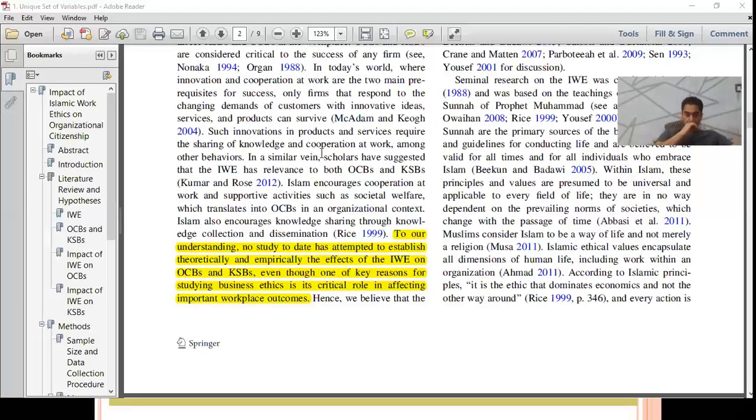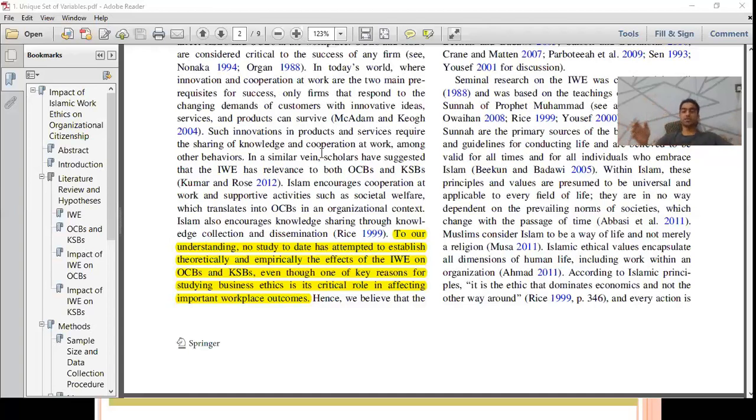So now students, you can see a paper was published in a good journal, quite authentic, a very high impact factor. So, what's new? What is the novelty? Islamic work ethics as an independent variable has never been investigated with knowledge sharing behavior as well as the OCB.